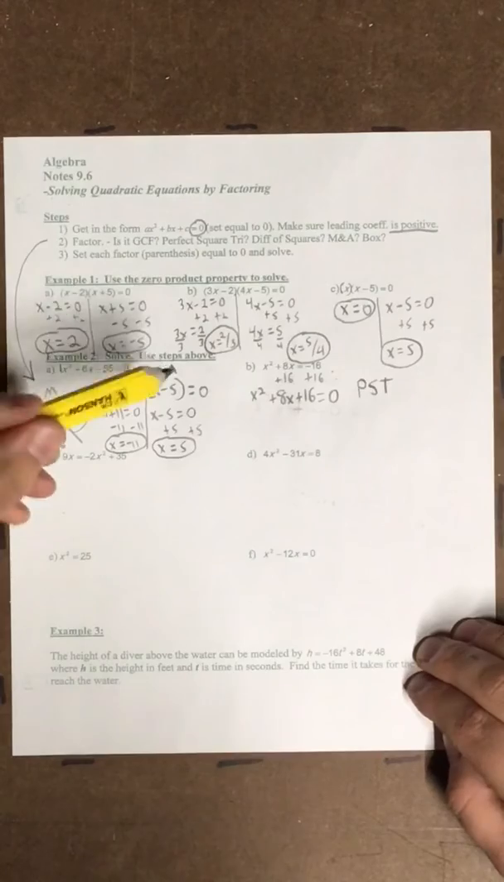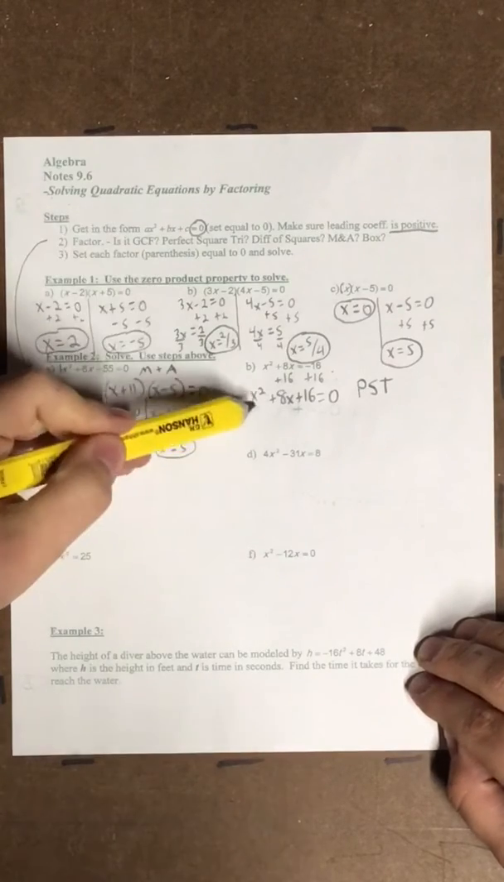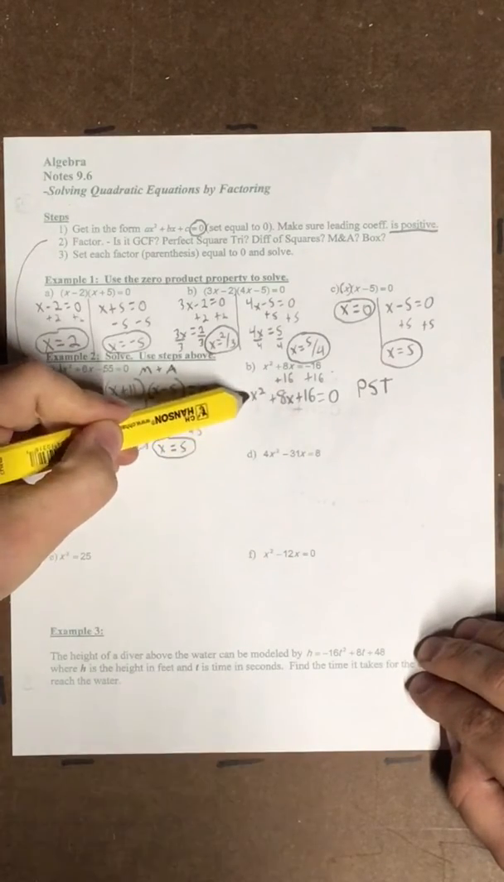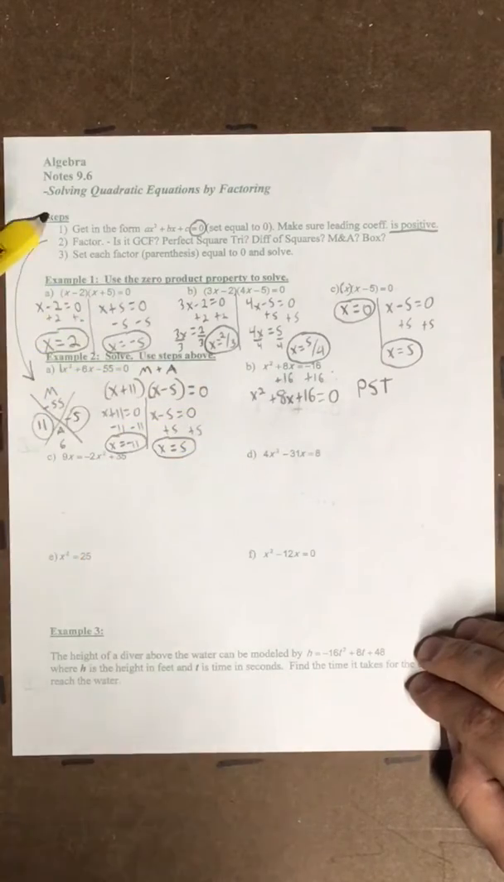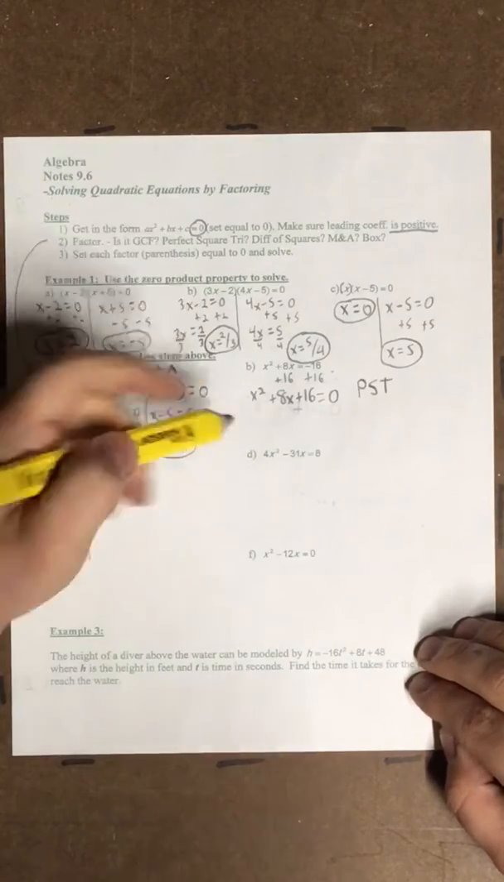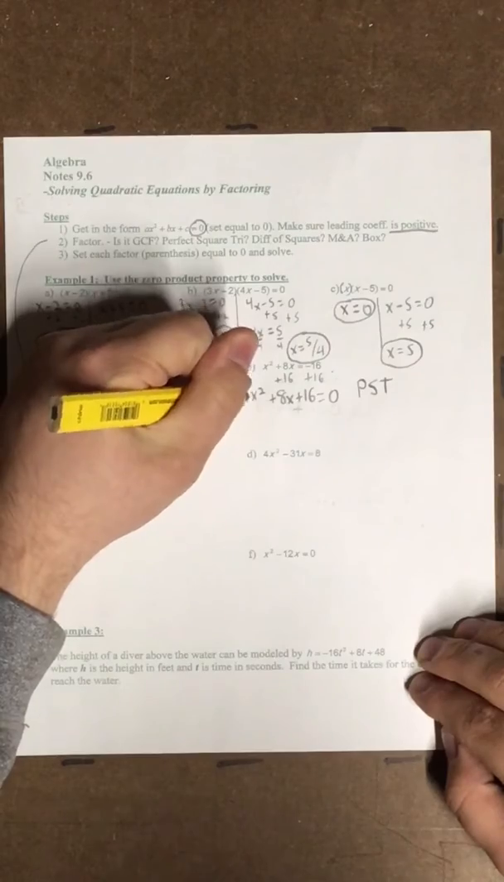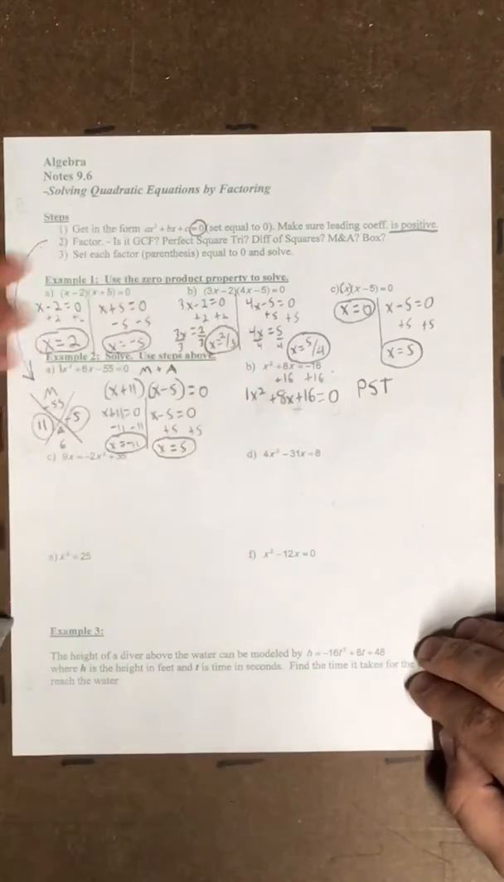And here's the way that you know that. It's not a greatest common factor because these don't have anything in common. I can't make one smaller. They don't all have a variable of x. It's a perfect square trinomial because if we pretend this is a 1, 1's a perfect square and 16's a perfect square.